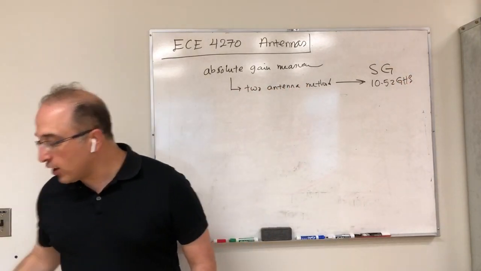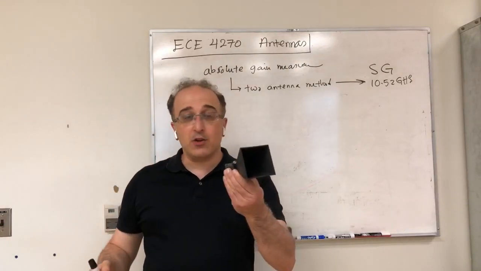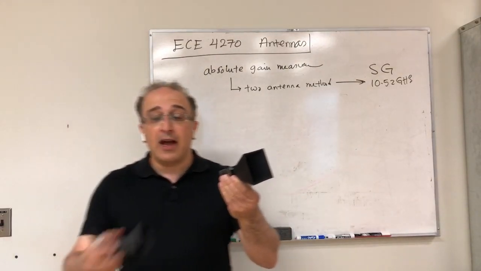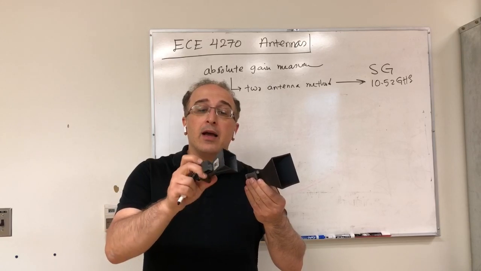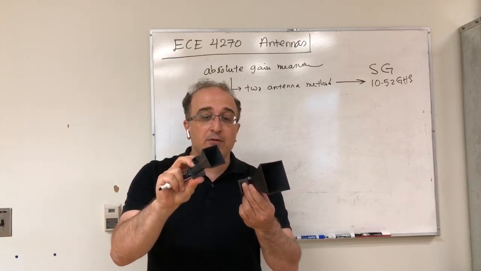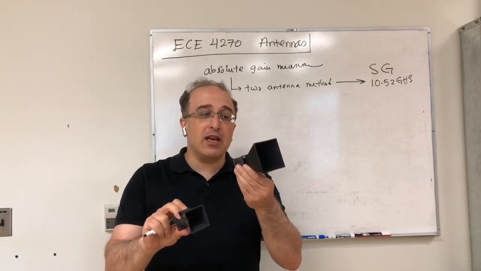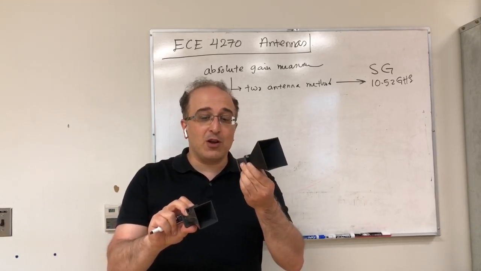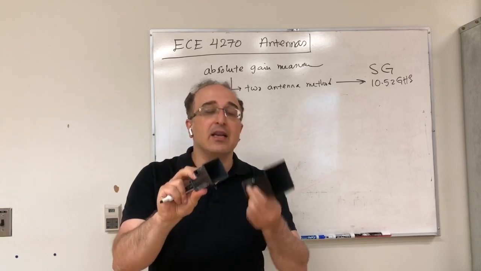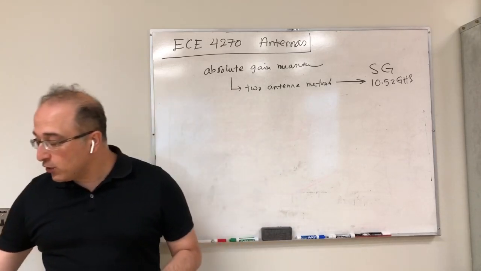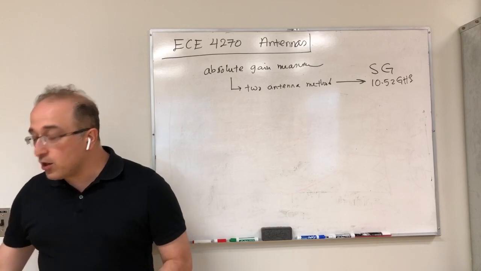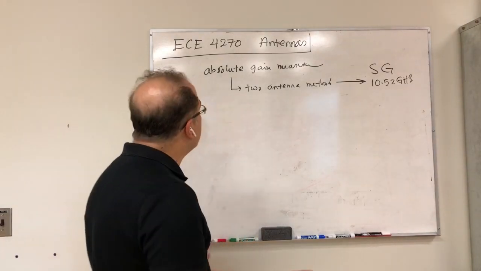Now imagine that this is my standard gain horn antenna right now, and this is a different horn with a smaller aperture. If I want to calculate the gain of this smaller horn at the same frequency, I can use the one that I found using the absolute gain measurement method as the standard gain, and I just compare this with that. And that brings me to the method that we call gain comparison, or comparison gain measurement.